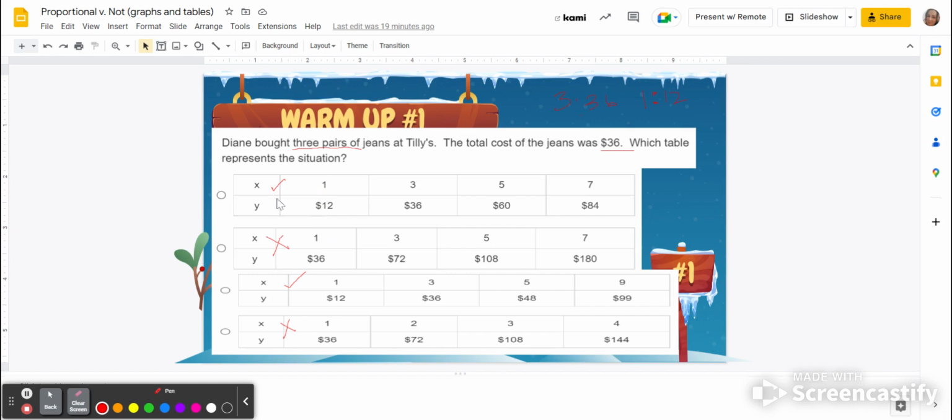Well, to get from 1 to 12, all I do is multiply by 12. So 1 times 12 is 12. Multiply 3 times 12 and I get 36, and that's correct as well. Multiply 5 times 12, and I do indeed get 60. Multiply 7 times 12, and I get 84. So there's my answer. Now I can double check and look at this one, but if I know that 5 times 12 equals 60, I know that's not right.